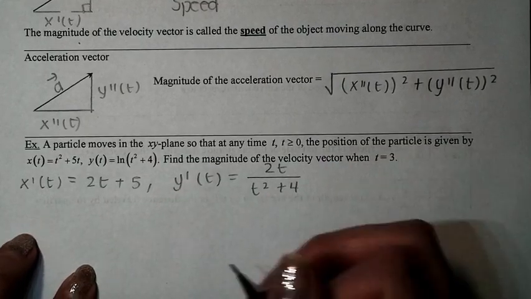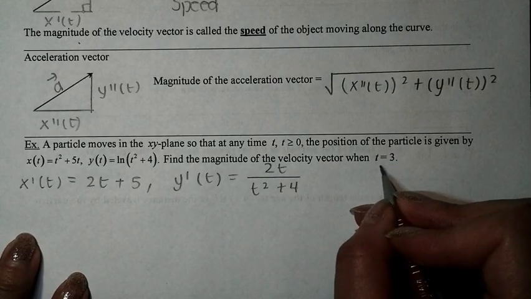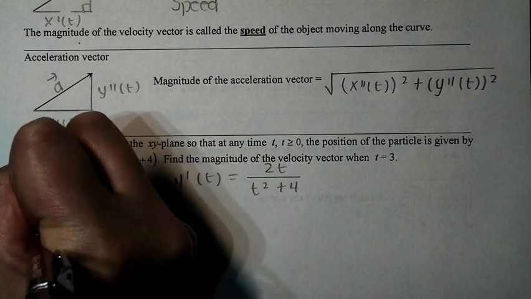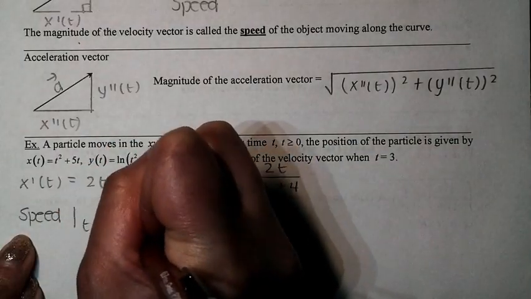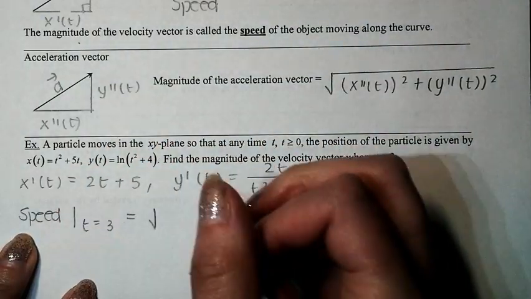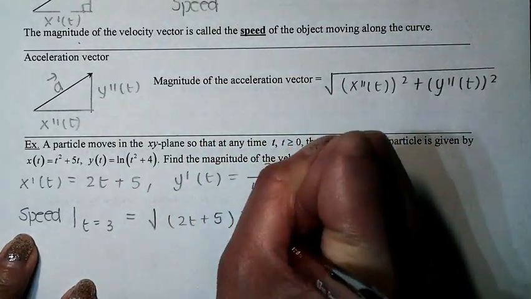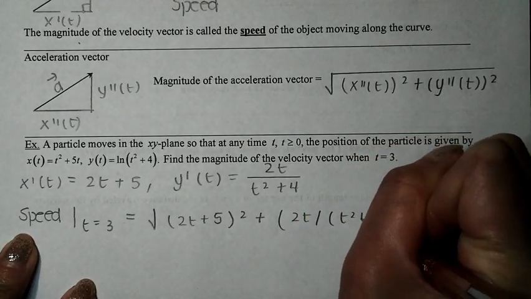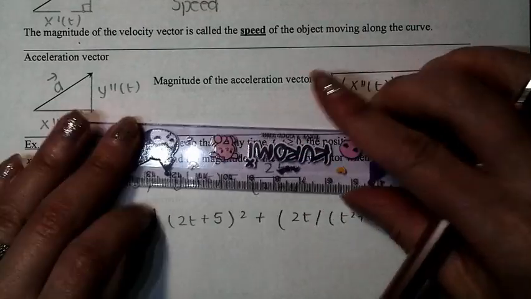Therefore, what are you going to do? The speed, or the magnitude of the velocity vector when t equals 3, I'm going to put it here: speed at t equals 3 is going to be equal to the square root of 2t plus 5, squared, plus 2t divided by t squared plus 4, and everything squared. Everything inside the square root.